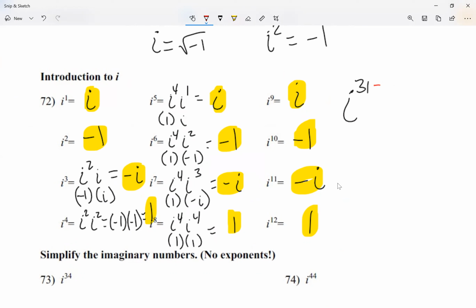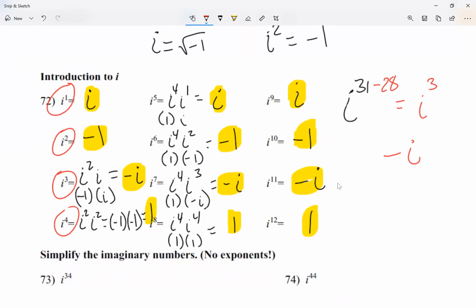To be honest, I want to simplify this to i to the 1, i to the 2, i to the 3, or i to the 4th, because I know my answers already. Let me subtract the 28. So that gives me i to the 3rd. Again, notice how I subtracted a multiple of 4. And i to the 3rd, I will simplify to just negative i, right? That's what I'm going to do.